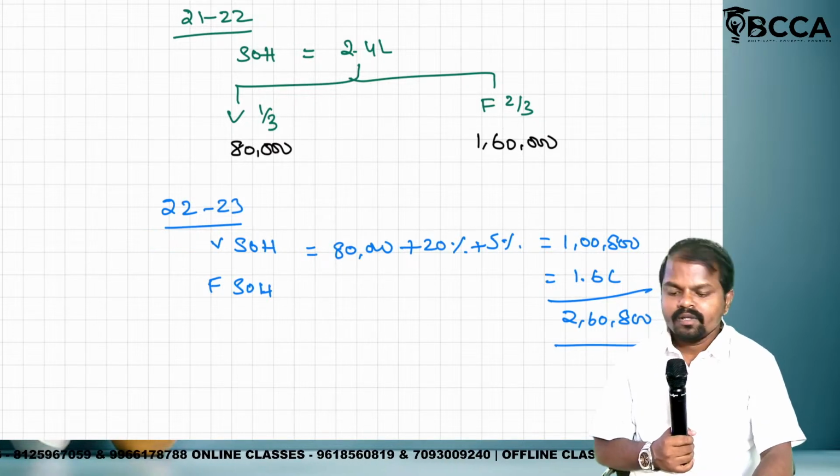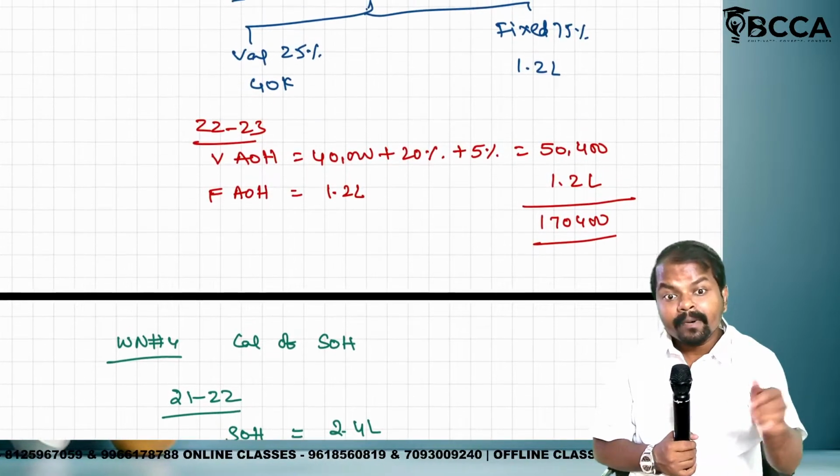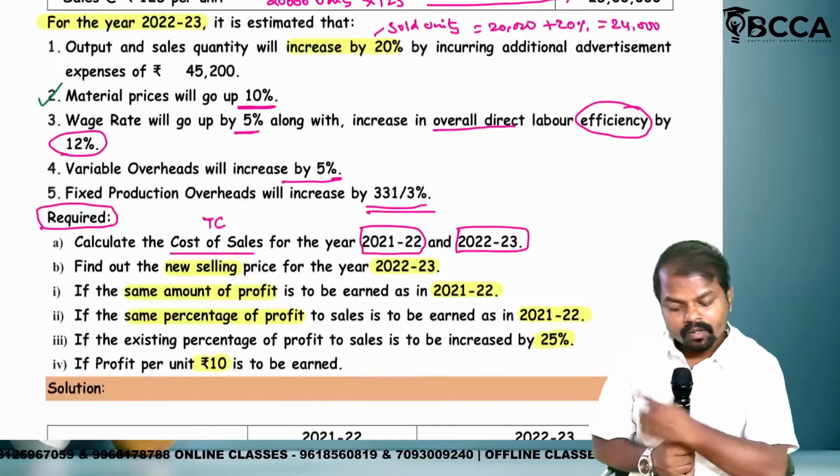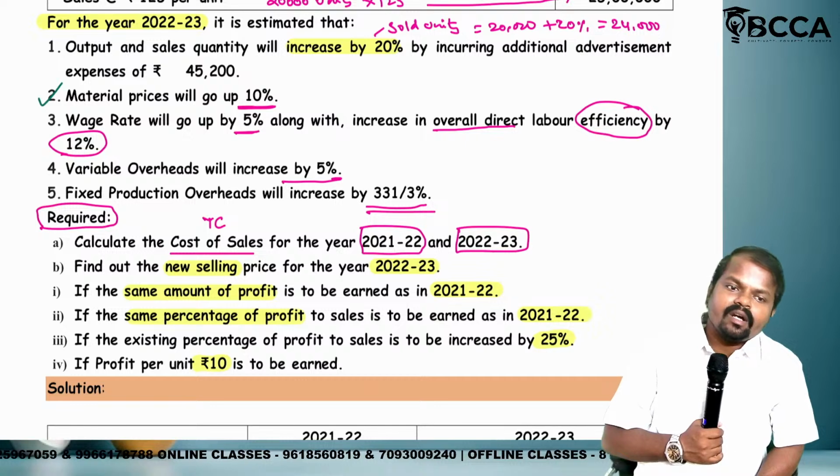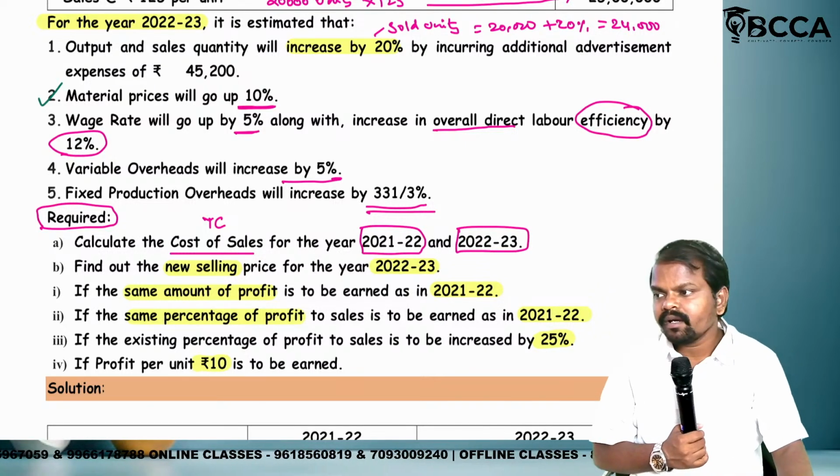Completed. So, the remaining part of the question, question number B, is still there. In 4 situations you have to solve. We will solve in the next class. Clear? Thank you so much.